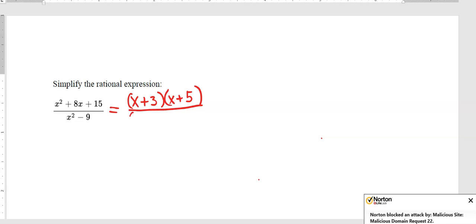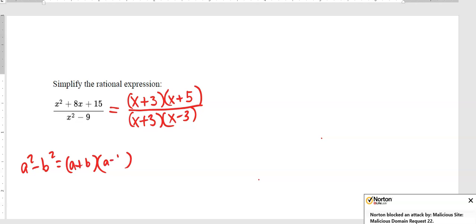And then my denominator, this is a difference of squares. So a difference of squares, remember, is a squared minus b squared. You can just jump to the factoring. It's going to be a plus b and a minus b. But if you're struggling on either of these, please get help before the final exam. So what do they have in common? Well, the factors they have in common are x plus 3. And that would leave me with x plus 5 over x minus 3.